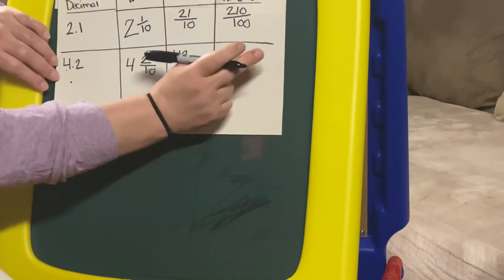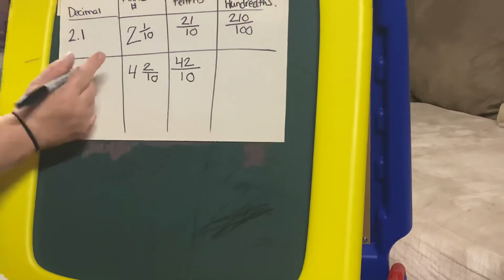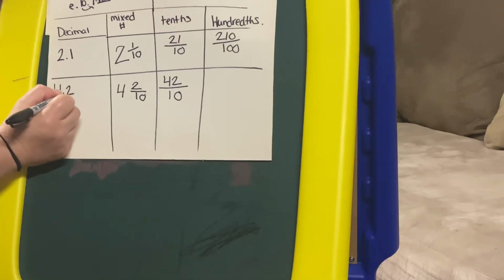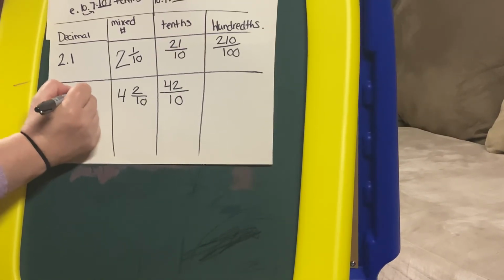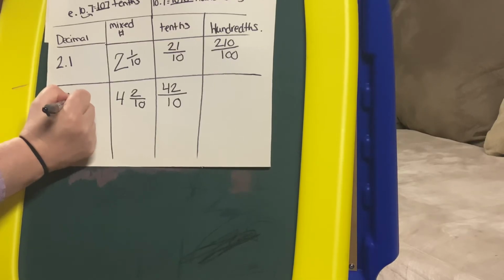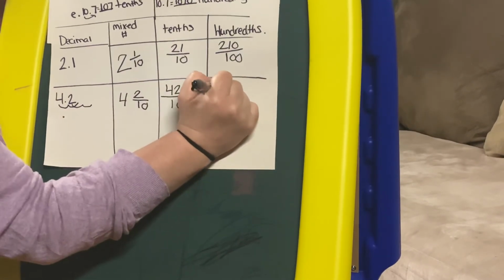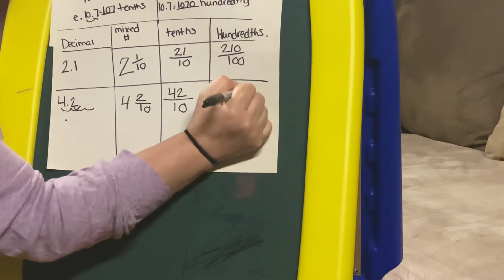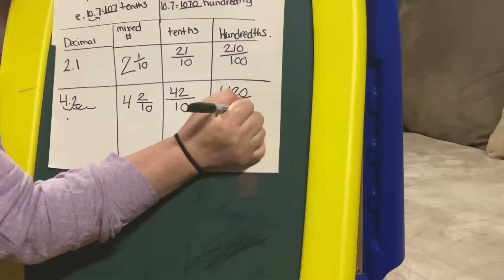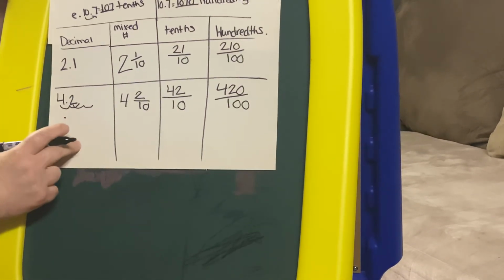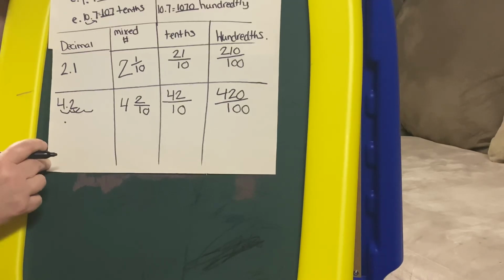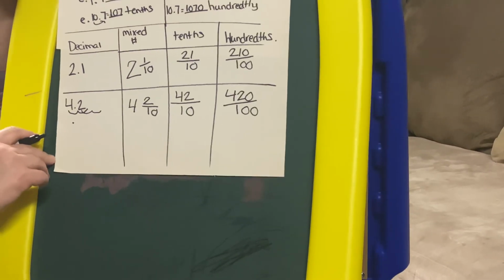And if we are moving it all the way over to the hundredths position, again, I need to move this back 2 decimal points and move the 2 back 2 decimal points. So I would have 420 over 100. So please continue to work on your problem set. If you have any questions, reach out to your teacher.